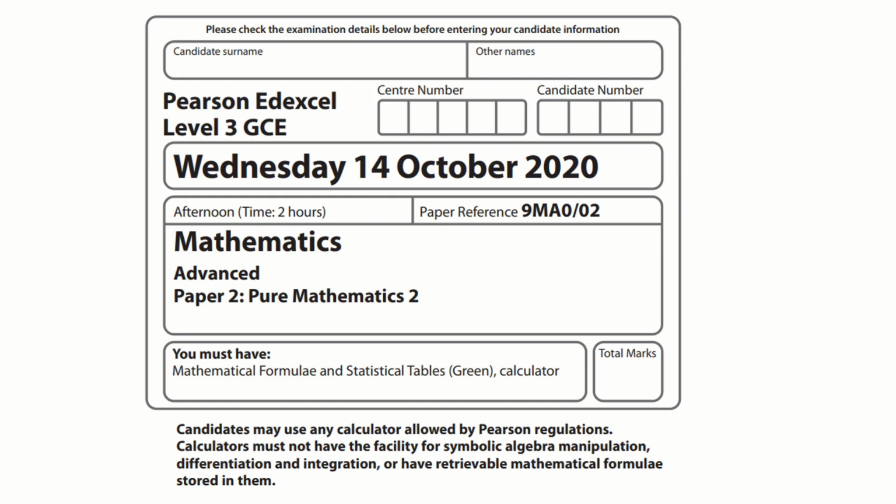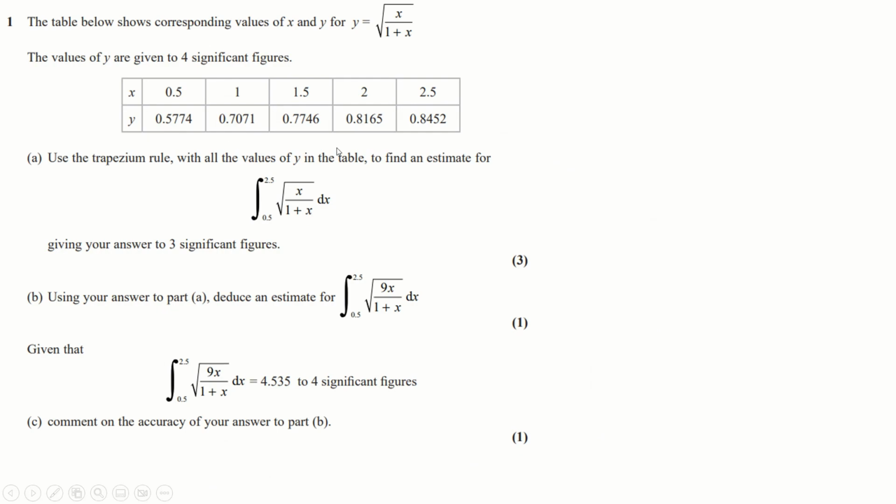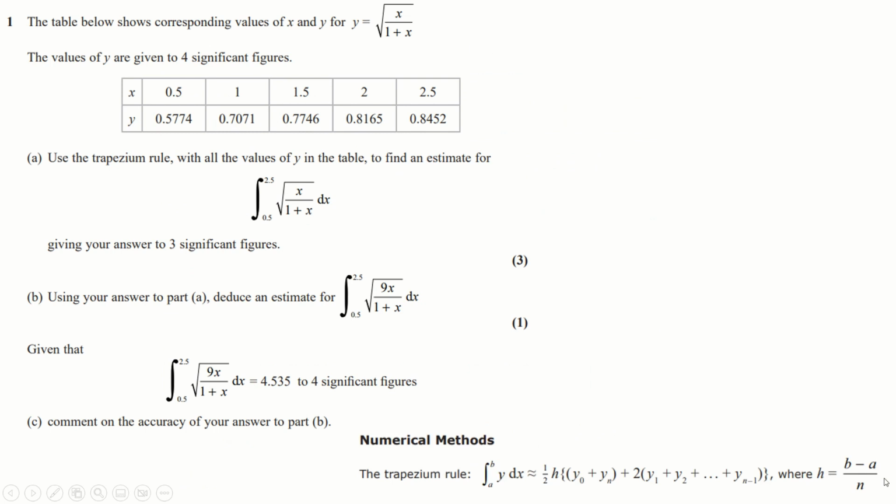This is the Pure Maths 2 paper from 2020, just regular A-level maths. Trapezium rule comes up first. The formula is in the book here. h is b minus a, which is this minus this, as it says here. And then n is the number of trapeziums.